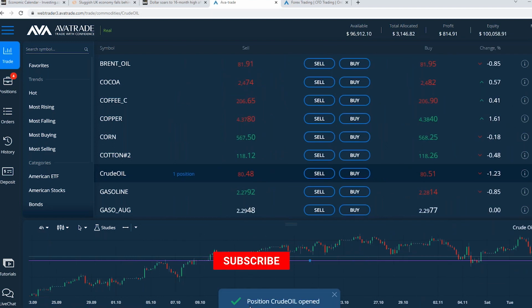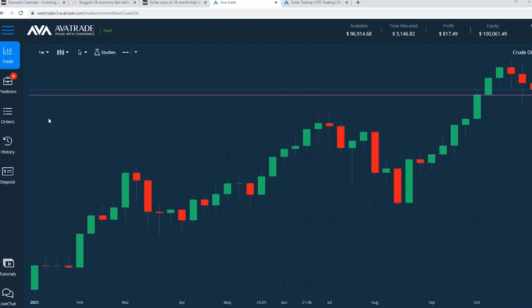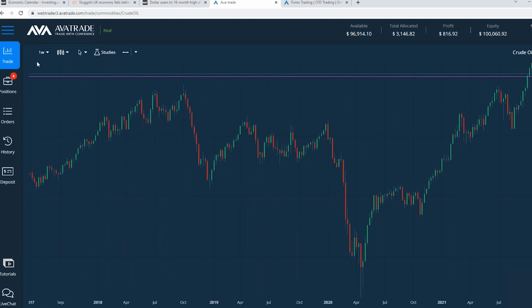I make my move. I understand the technicals behind it. I got a support level. It has to break it by about $1 for me to lose. And if I look at the bigger picture, let's go to 1 week candles. Let's go to 1 month candles.